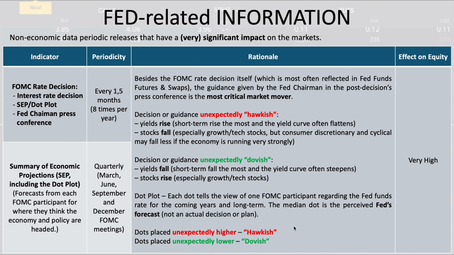Topping the chart, let's just say that this is the Fed interest rate decision, all right? Especially when it comes to surprise decisions. Basically, accounting for all of this information that we spoke about before, the Fed makes a decision every 1.5 months, so 8 times per year. But it's not only about the rate decision itself, it's the guidance that the Fed chairman gives in the press conference, because it sets the stage for expectations of the future interest rates, all right?